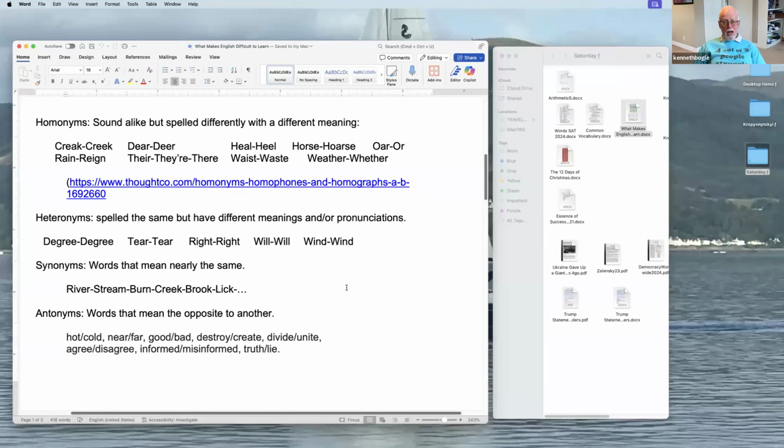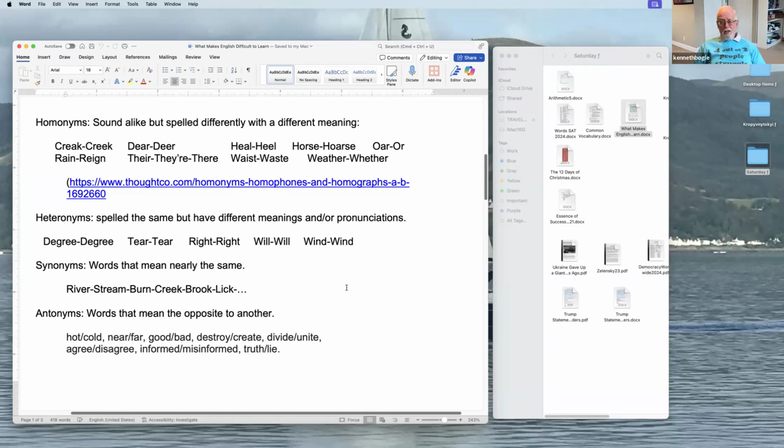Words that are spelled alike but have different meanings. Degree, something you might earn when you graduate from college or from university. Degree, the temperature. What's the degree today? Tear, I've got tears in my eyes. Or tear, I'm ripping this paper apart. Spelled exactly the same, but pronounced slightly differently depending on where it's used. Right, this is my right hand. To you, it looks like it's my left hand, but that's my right hand. Okay?